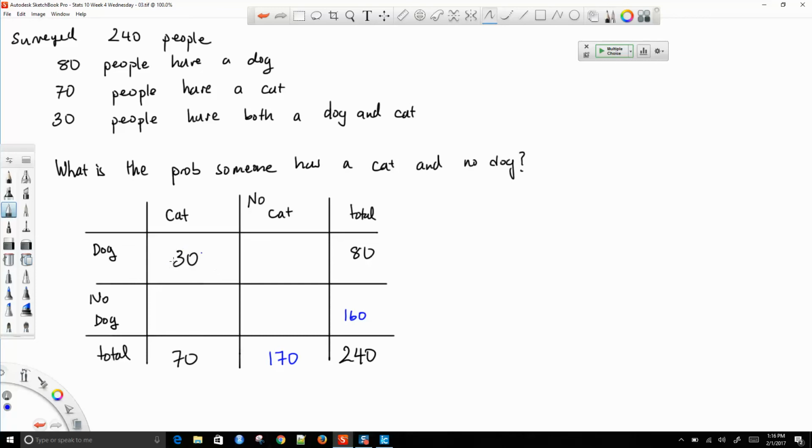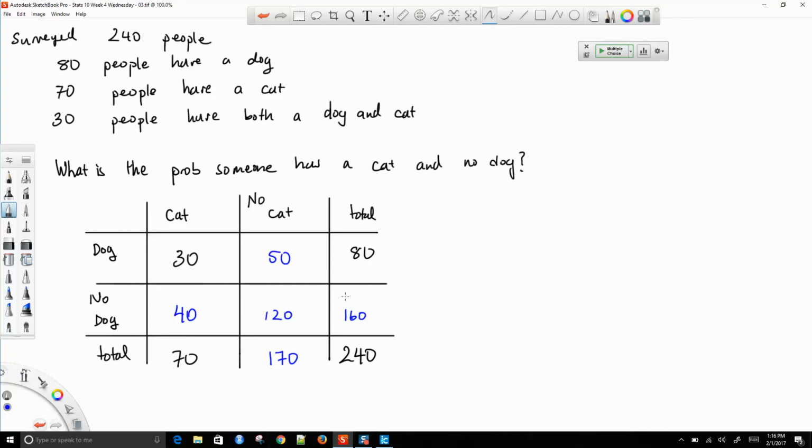If 30 people have cats and dogs and there's a total of 80 people, then that means this number has to be 50, because these two have to add up. These two numbers have to add up, so this number has to be 40. And thus, the number here also has to make everything add up, and so we get 120 right there. Okay. So we could set this up with counts.